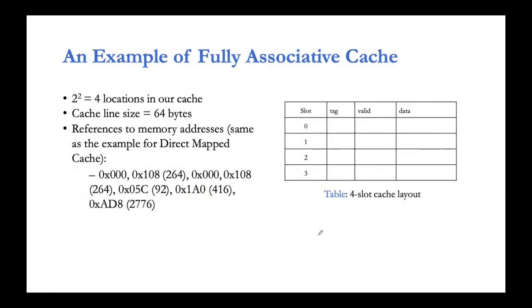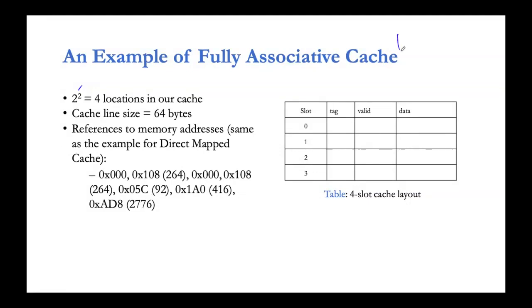So let us see this with an example now. Consider again, there are 4 frames in the cache. So there are 4 slots, and every frame has 3 fields: tag, validity, and the data field. Since there are 4 frames, that is 2 to the power of 2, meaning 4 locations in our cache.